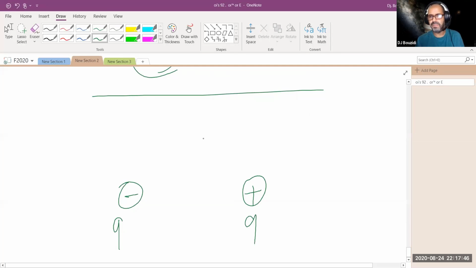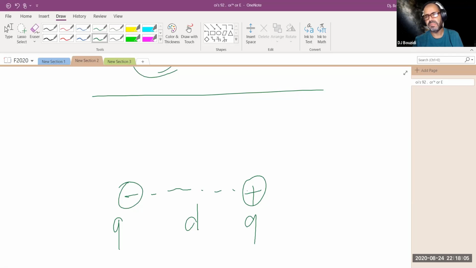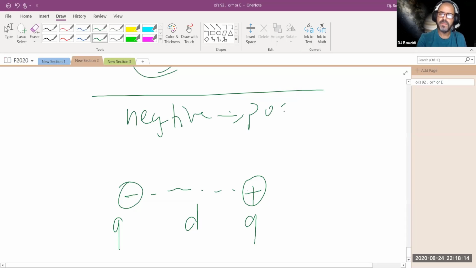So think of them as having the same numerical value in terms of charge, but coming in different signs, that's all. And now this distance, I'm going to use the same thing as the book uses, and I'm going to call it D. The distance from the negative to the positive is D.